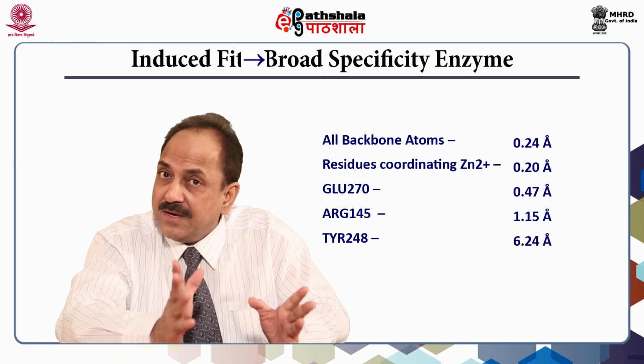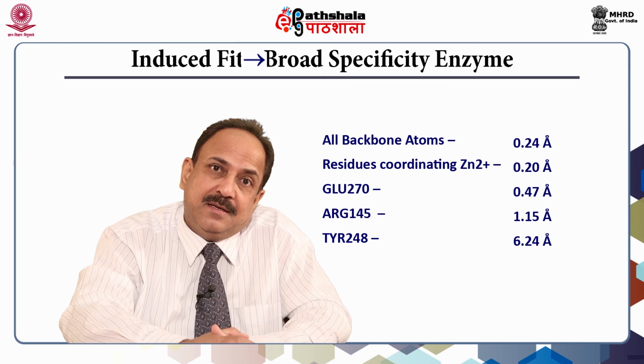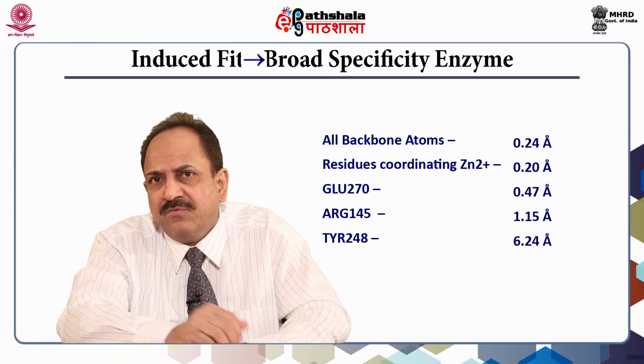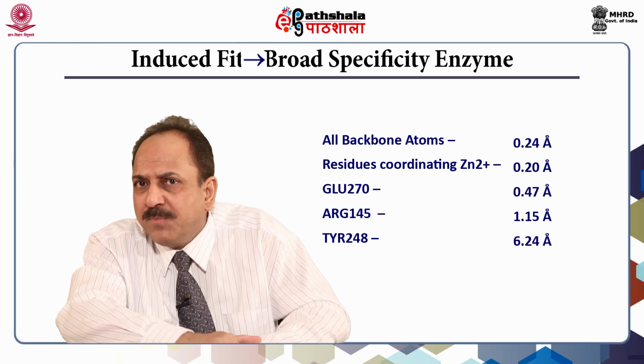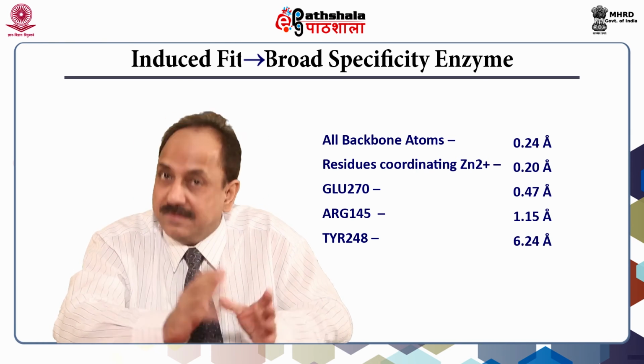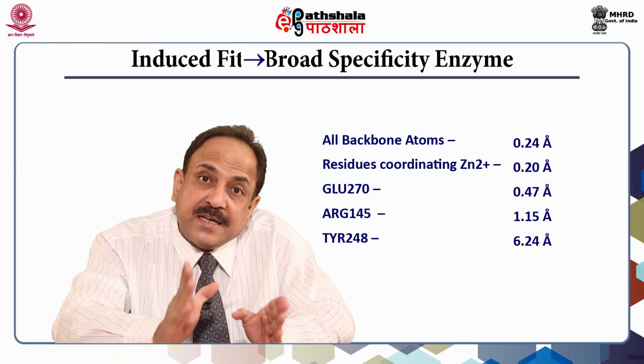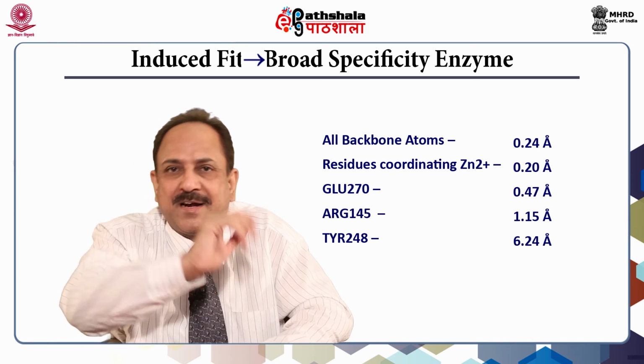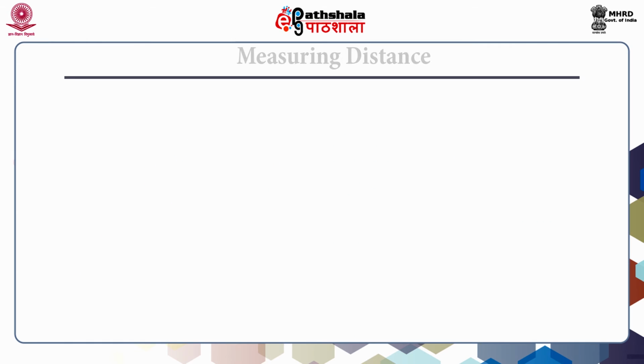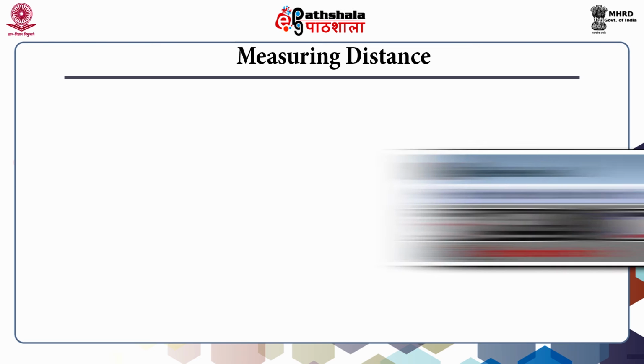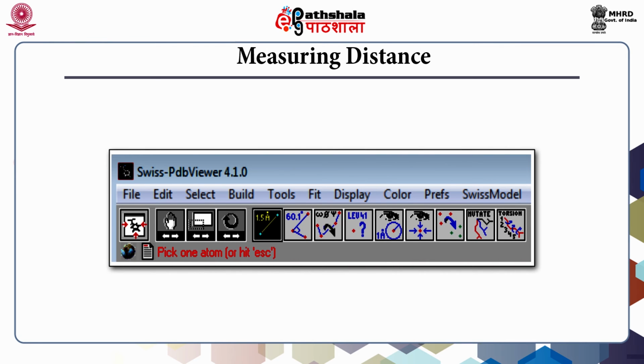Similarly, you can go for hexokinase enzyme from any species and try to find out whether it is broad specific or not. I mean, for broad specificity we know whether there is big movement or not. So try yourself. To measure the distance, that is the length of the movement of tyrosine 248 upon binding of the substrate, measure the distance between the hydroxyl group of tyrosine 248 from both the structures.